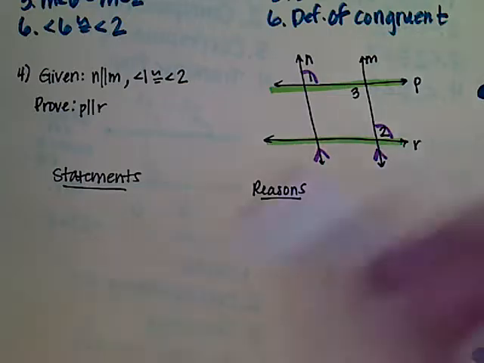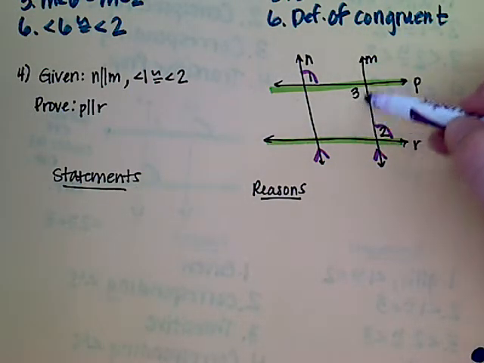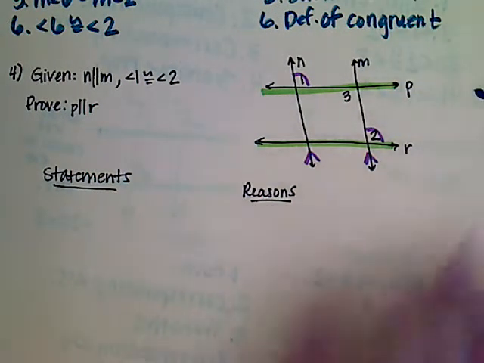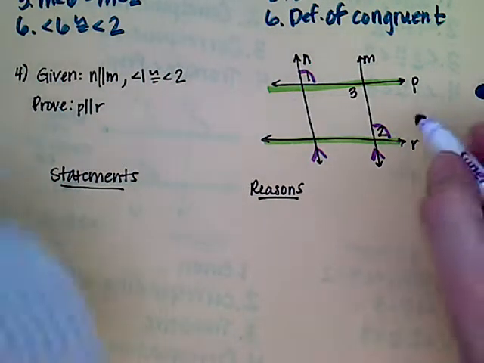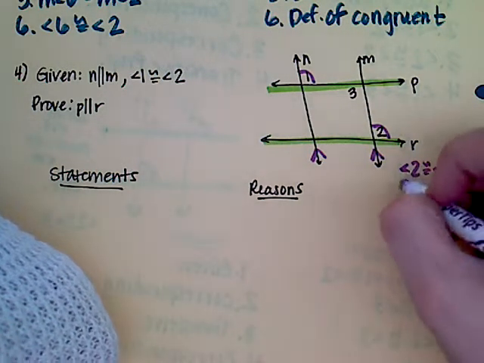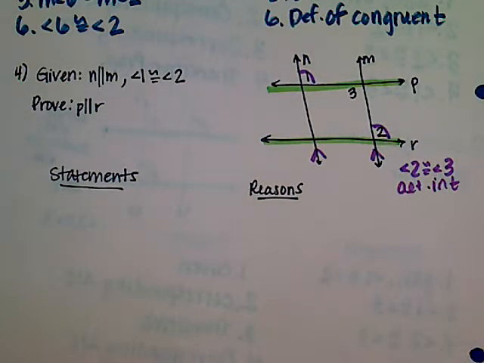So hopefully you're thinking, to prove that P and R are parallel, I'm going to have to use angles 3 and 2, because those are the only angles that are connected with P and R. So what I need to show is that 2 and 3 are congruent because they're alternate interior. So that's eventually that step that's going to let me prove that P is parallel to R.